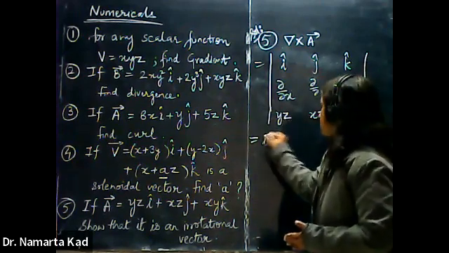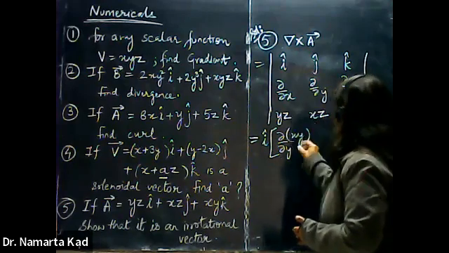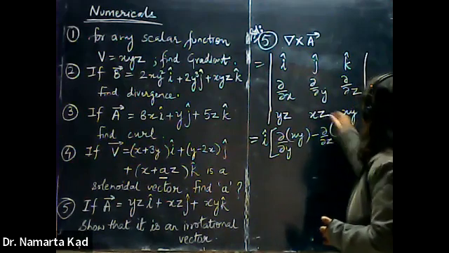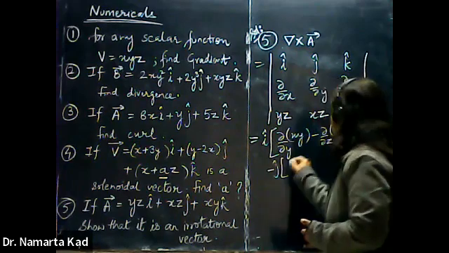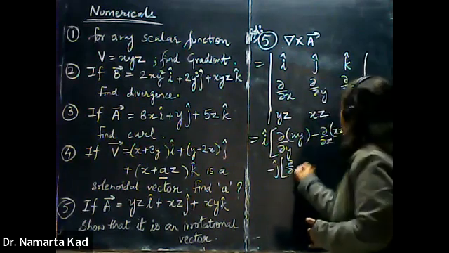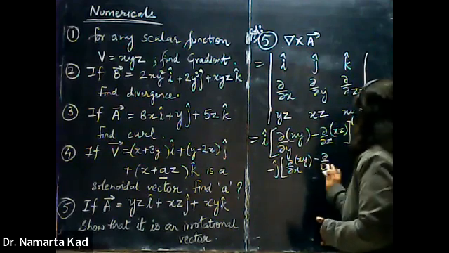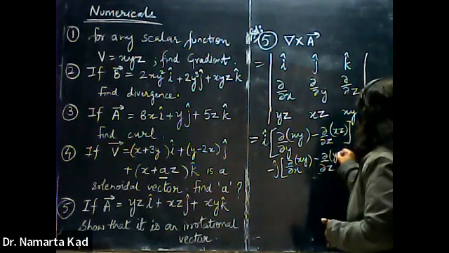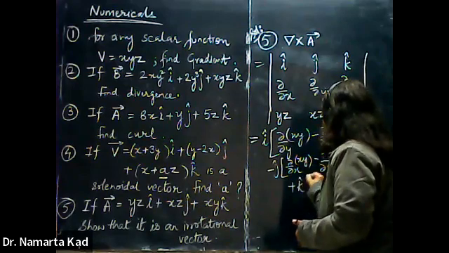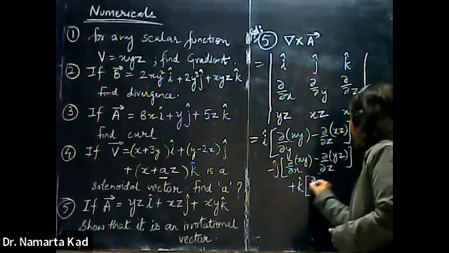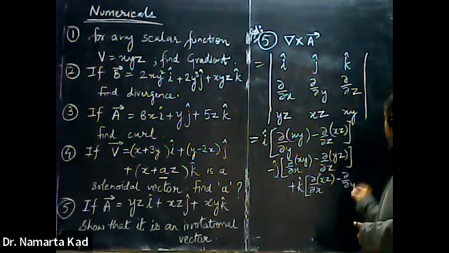So this will give you i cap. Just do the cross multiplication: curly by curly y of xy minus curly by curly z of xz, minus j cap, curly by curly x of xy minus curly by curly z of yz, and finally plus k cap, curly by curly x of xz minus curly by curly y of yz.